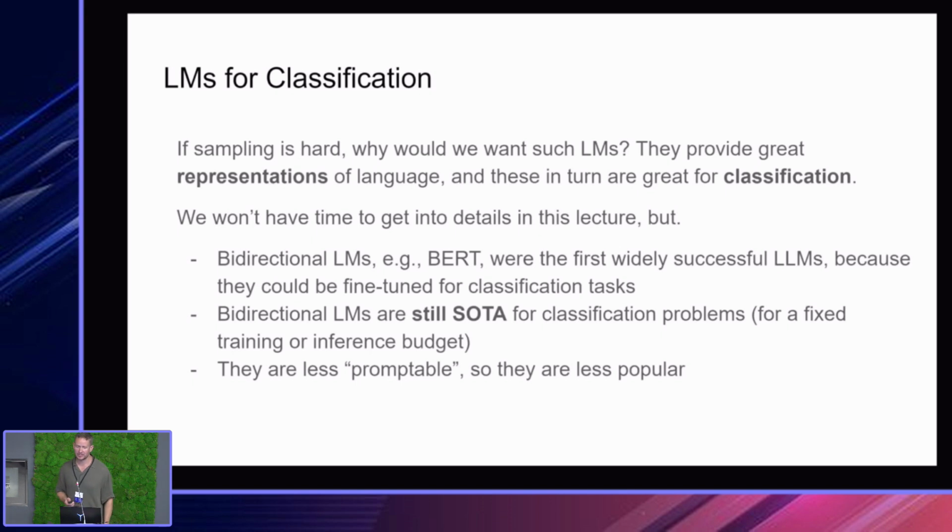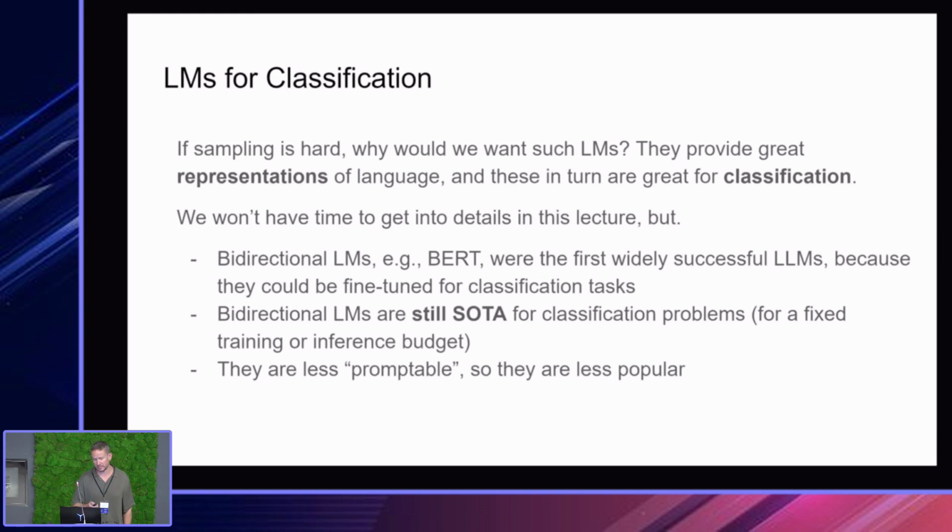The second thing to be aware of is, these big GPTs are fantastically powerful. But actually, for a fixed training or inference budget, at any scale, bidirectional language models are still state-of-the-art for classification problems. So if you really have a classification problem you care about, you probably want to, at some point, at least explore the possibilities that these bidirectional models will give you.